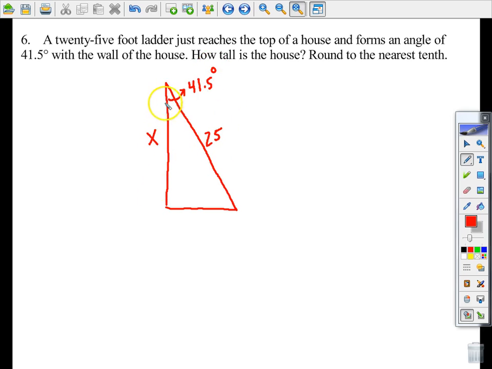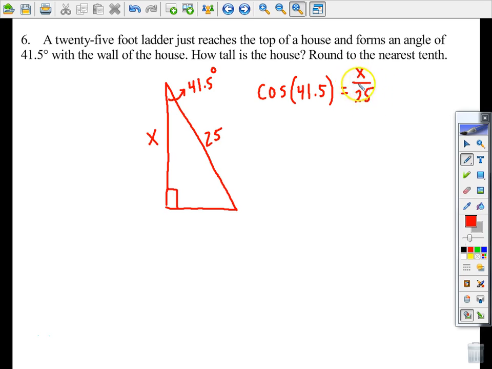So how are we going to find this missing side? Okay, well, looking out from this angle, I'm looking for the adjacent side of this angle. I know the hypotenuse of this right triangle. So the ratio that deals with adjacent and hypotenuse is cosine. So I'm going to use cosine of the angle 41.5 degrees is equal to adjacent, which is what I'm looking for, divided by hypotenuse.